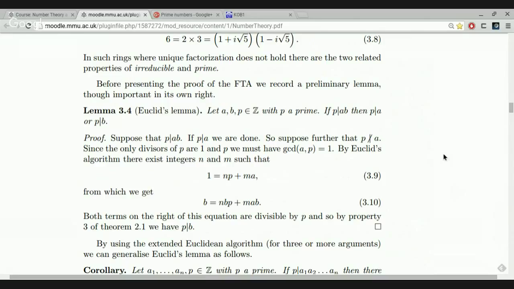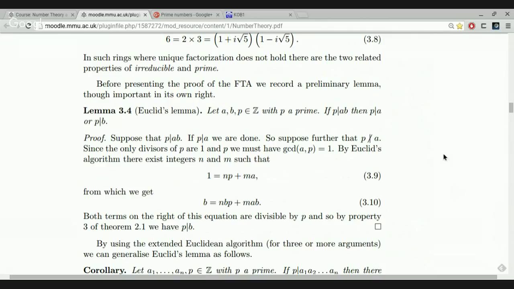So we suppose the prime number p divides a times b. Now we're aiming to show that p must divide a or it must divide b. If p happens to divide a, then we're done. So then we can just go home. We're finished. But if it doesn't divide a, then we've got something to prove. If p does not divide a, it must be that p divides b. If we can prove that, that will prove the lemma.